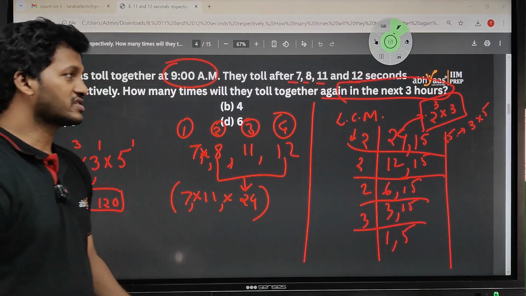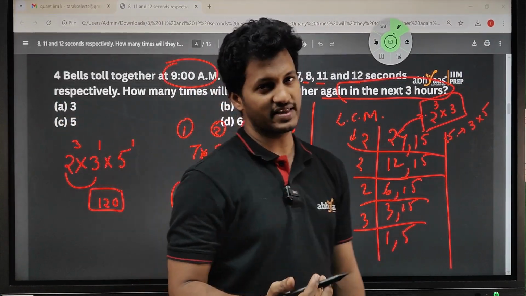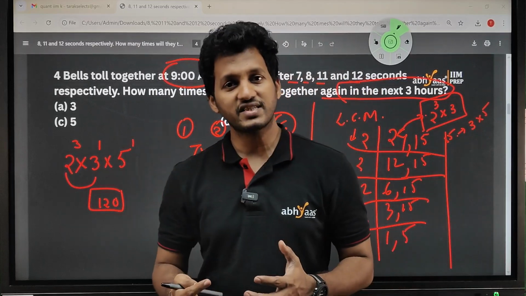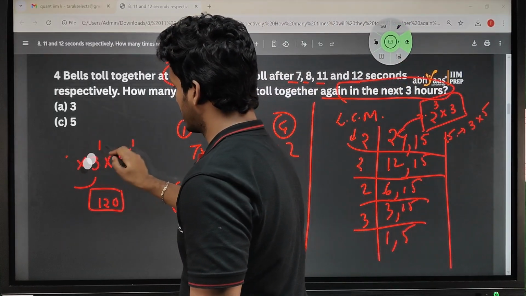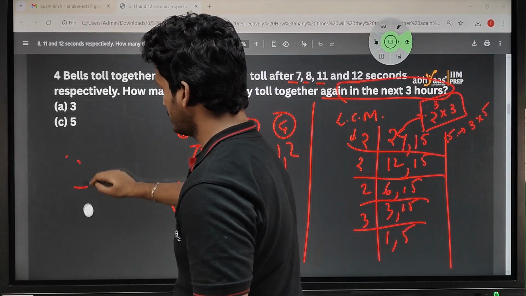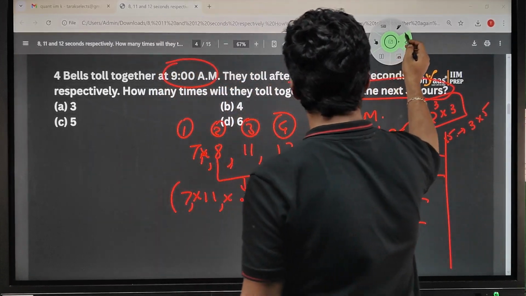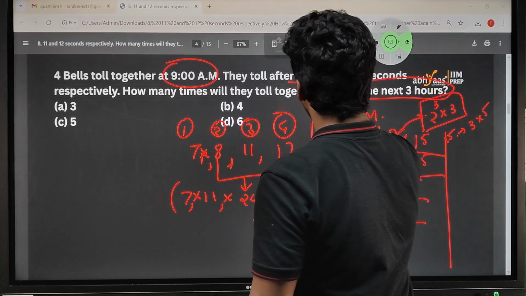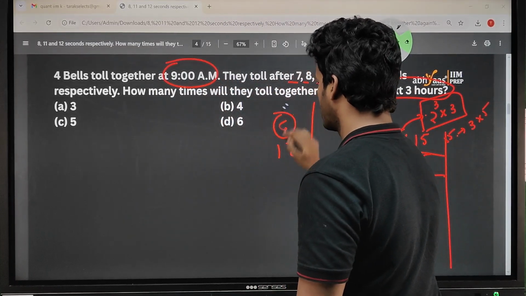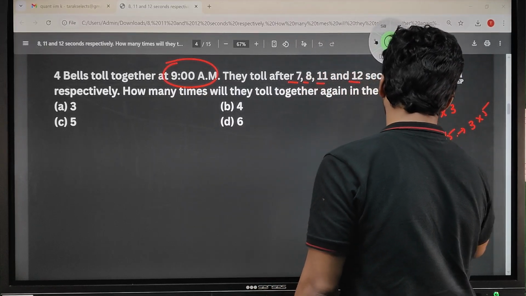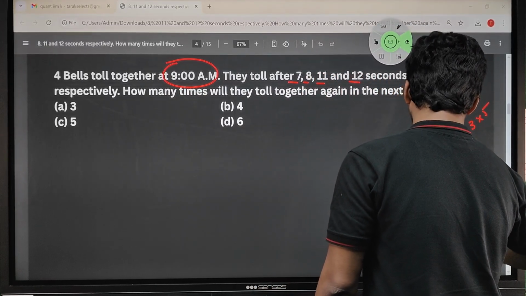Okay, one form is this, which is very lengthy. But to skip this, we have another method. What is that? The co-prime method. Let us see that. What are co-primes? Co-primes are nothing but prime numbers, right? No, it's not just about prime numbers.